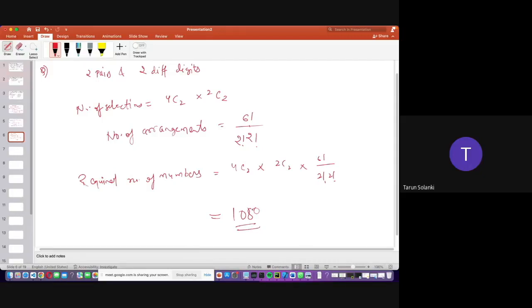Again repeating, the question is saying the number of 6-digit numbers that can be made with the digits 1, 2, 3 and 4 and having exactly 2 pairs of digits. So first the number will have 2 pairs and 2 different digits. So the number of selections is 4C2 into 2C2, and for each selection the number of arrangements will become 6 factorial divided by 2 factorial into 2 factorial. So the required number of numbers will become 4C2 into 2C2 into 6 factorial by 2 factorial into 2 factorial. So solving you will get 1080.